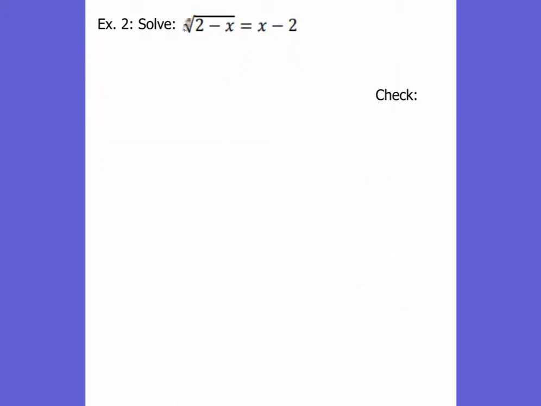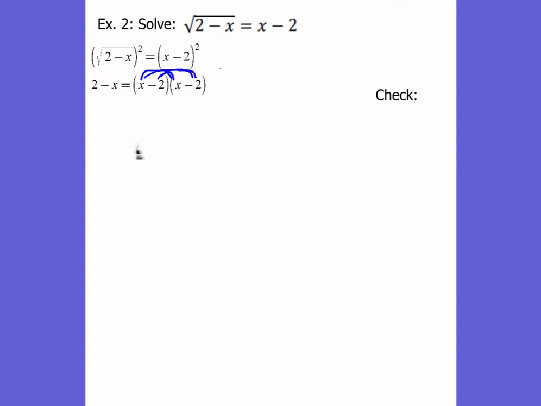In this one, I've got the square root of 2 minus x equals x minus 2. To work this one out, I don't need to isolate my radical. It's already by itself. So I'm going to start by simply squaring both sides to get rid of my radical. On this side, the square root of 2 minus x squared is just 2 minus x. On the other side, x minus 2 squared, hopefully you remember, is x minus 2 times x minus 2.